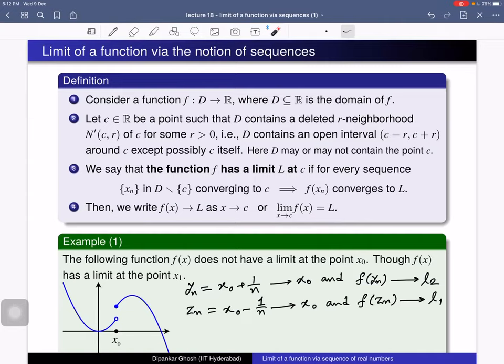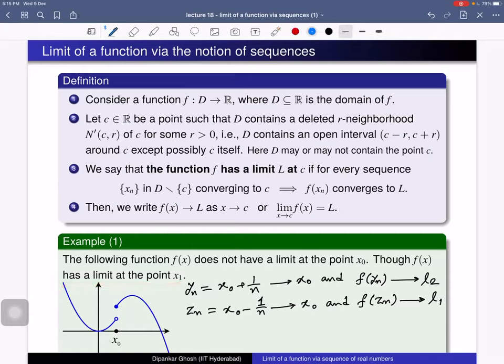Let's analyze this function and see whether the limit at this point exists or not. We already gave this argument, but since this is the precise definition, let's verify whether it satisfies the condition. We have two sequences, both converging to the same point x0, but f of y_n converges to L2 and f of z_n converges to L1, and these are not equal. So it does not satisfy the condition, and therefore f does not have a limit at x0.